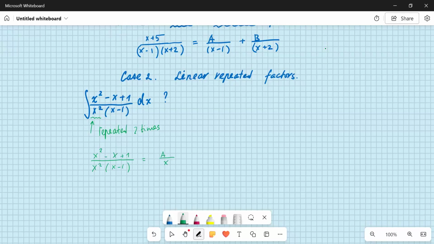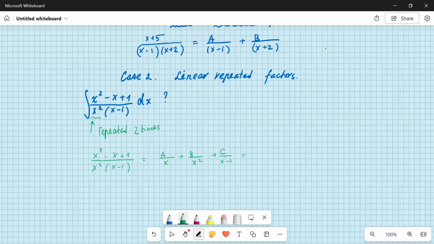But because we have x squared, we are going to add one more, b over x squared. And actually, if you have a factor repeated 2 times or 3 times, you are going to add more terms. So here, 2 times, 2 terms; 3 times, 3 terms; 4 times, 4 terms; as many terms as you have times. For the second factor, it's x minus 1 and it's not repeated. So we are just going to write down c over x minus 1. And instead of 2 indeterminate coefficients, we are going to have 3.